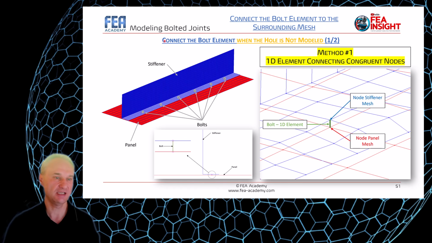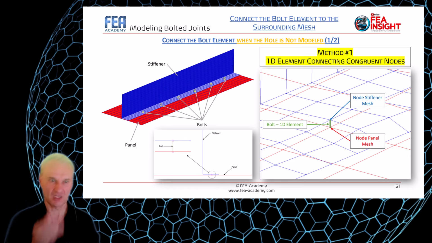Okay, so here you see those two parts: in blue a stiffener, in red a plate, and you have discrete bolts here. You want to connect the stiffener to the panel with 1D elements because you want to capture the loads in each bolt, and you want to predict with your model how the load is going to be distributed between the different bolts.